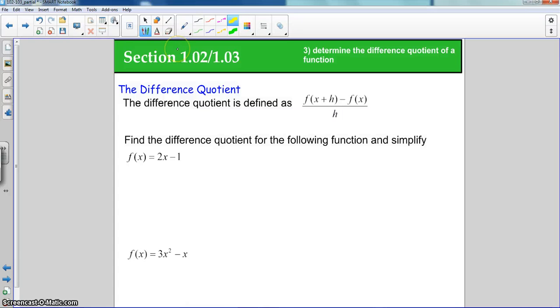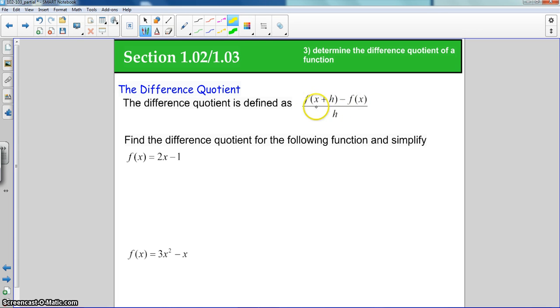In this video, we're going to look at a couple examples related to the difference quotient. Just as a reminder, the difference quotient is a function or an algebraic expression that is defined as this quantity: the function evaluated at x plus h, minus f of x, and that entire thing all over h.